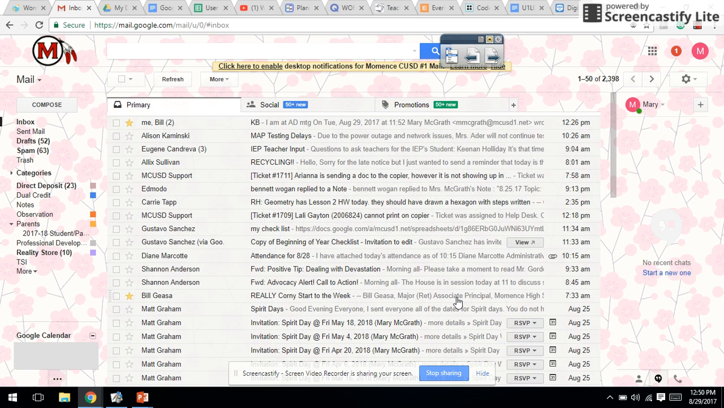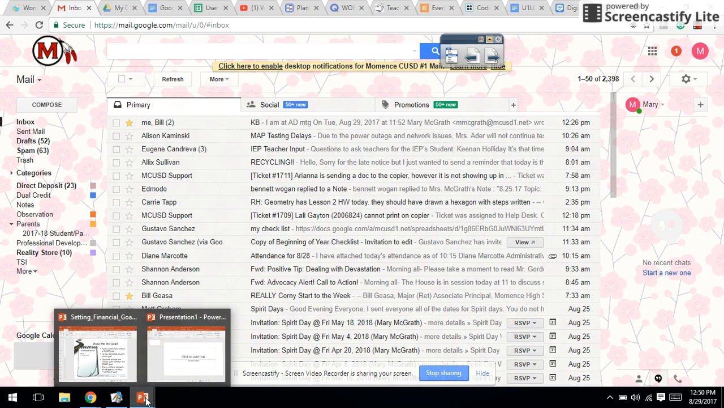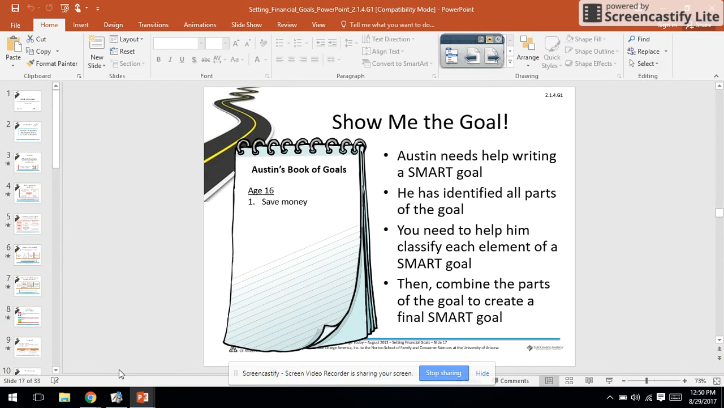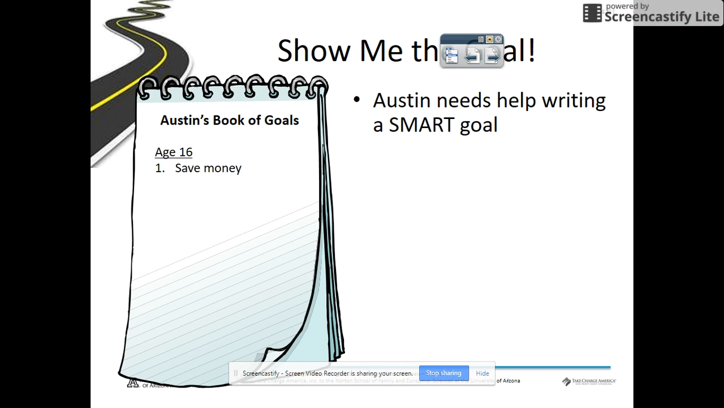Okay, we're going to continue with part 2 of setting financial goals, note-taking guide. What we're going to do is go through an example of how you would write a SMART goal.